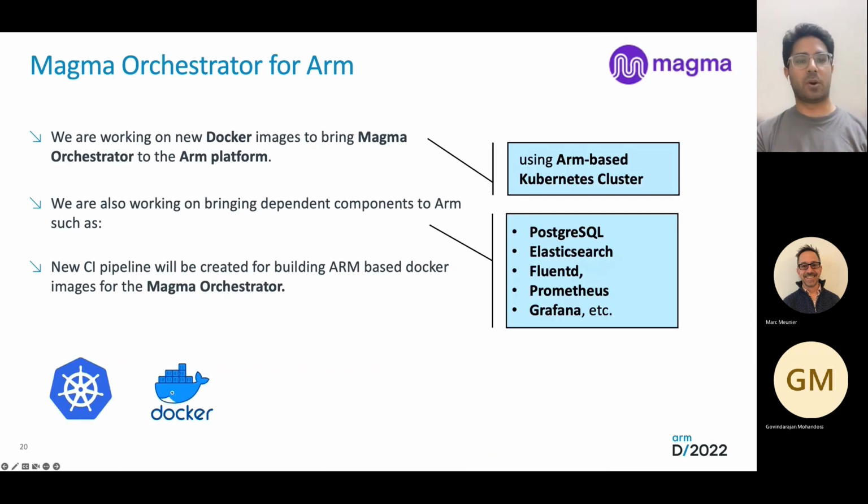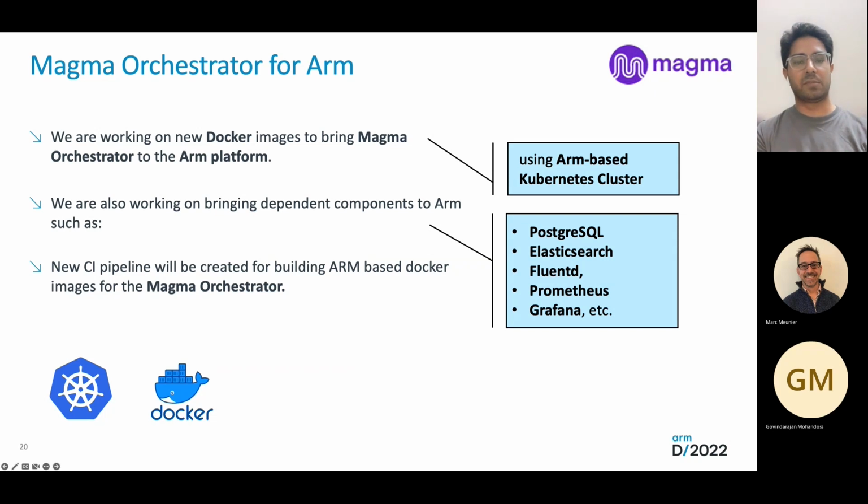Before we talk about the ARM-based Magma orchestrator, we have to talk about the ARM-based Kubernetes cluster. We have to build a deployment pipeline that will spin up a production-grade Kubernetes cluster for ARM, because right now EKS on Amazon doesn't provide us that. We need that for the deployment of the Magma orchestrator.